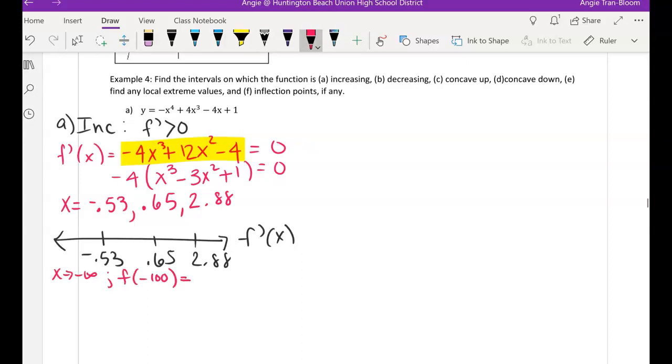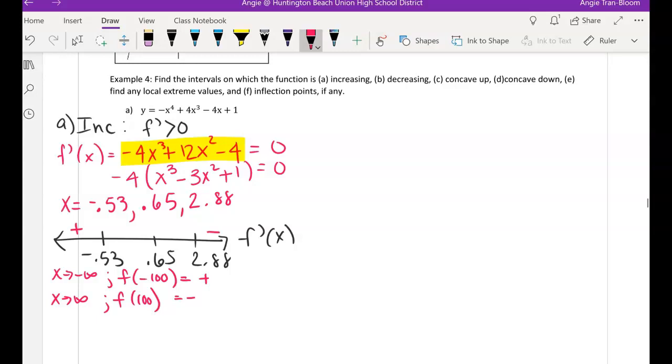Negative 100 to the third is always going to be negative, times the negative in the front. So this is always positive. So positive right here. I'm going to do the extreme one on the positive side. So f of a positive 100: x to the third is always positive, but there's a negative in the front, so this one becomes negative.